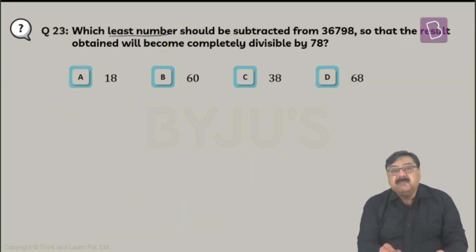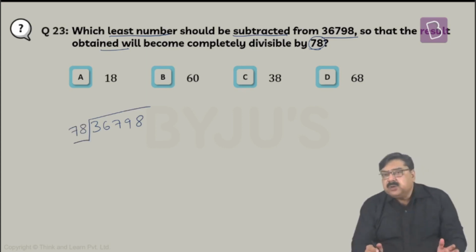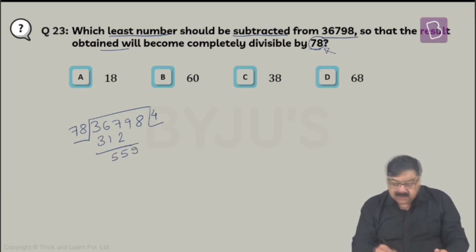Here, which least number should be subtracted from 36798 so that the result obtained will become completely divisible by 78. So simply you divide 36798 by 78, and the number which should be subtracted from 36798 should be the remainder that is obtained after dividing the number by 78. So it goes by 4. 8 fours are 32 and 7 fours are 28 plus 3, 31. Remainder is 7 minus 2 is 5, 6 minus 1 is 5. So it is 559.